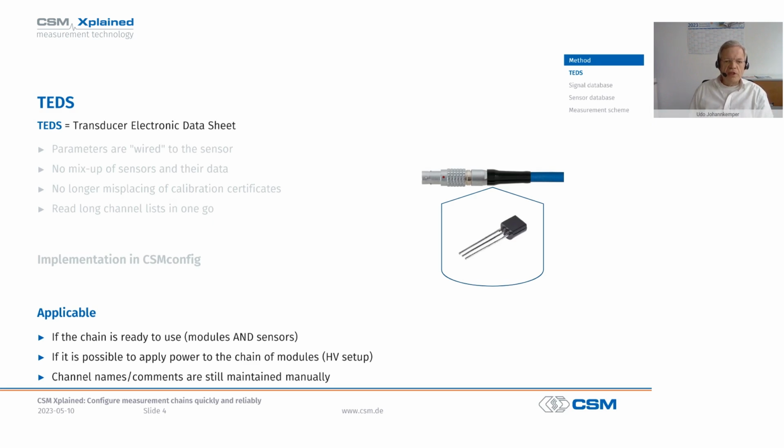So now 2 questions come to mind. How can I fill in the missing info? I mean, the channel names and the comments. And what can I do if my sensor does not have TETS? Let's check how databases can help.